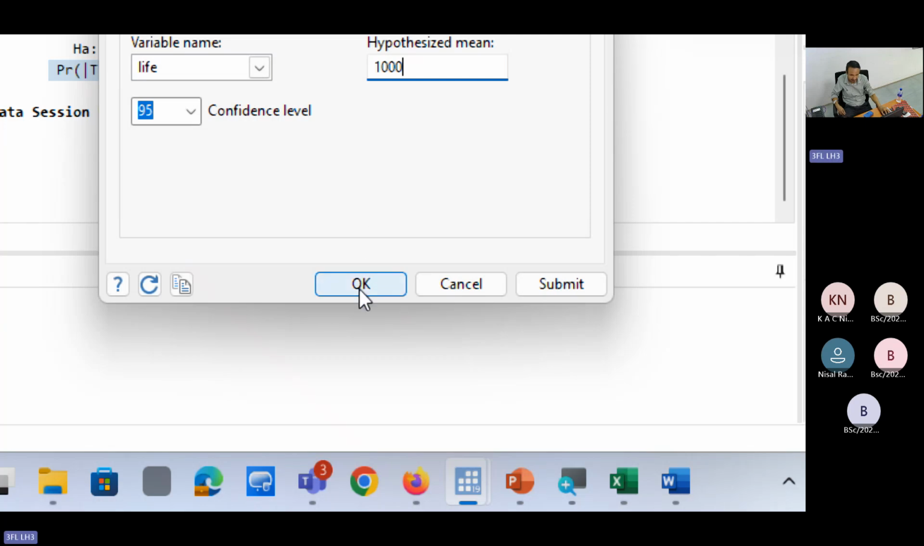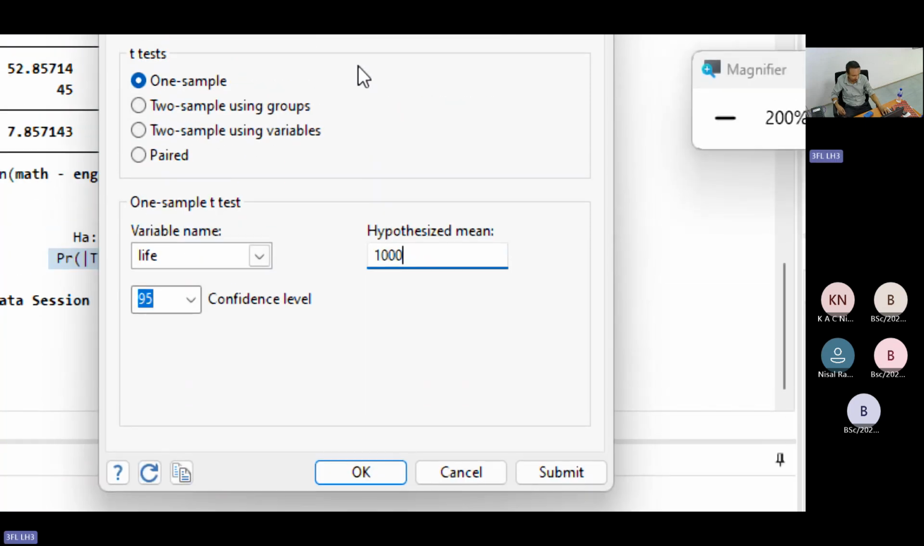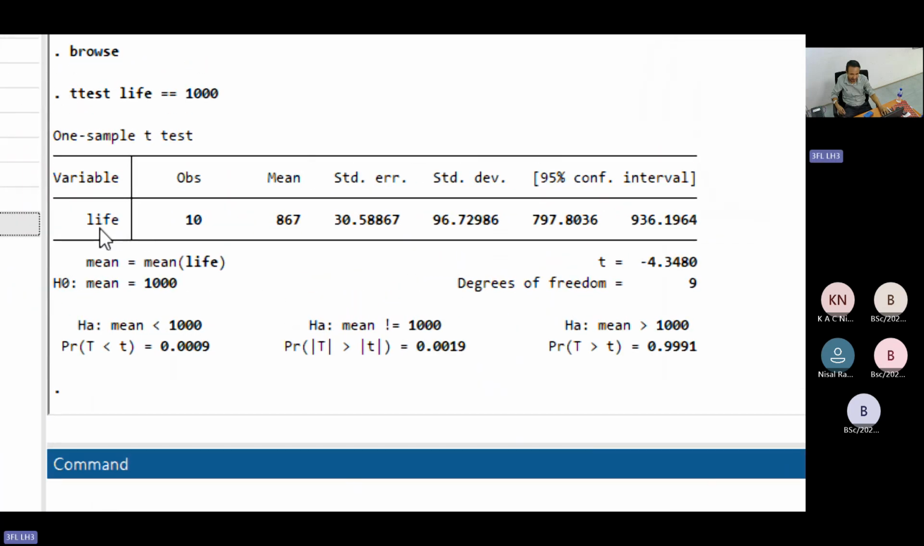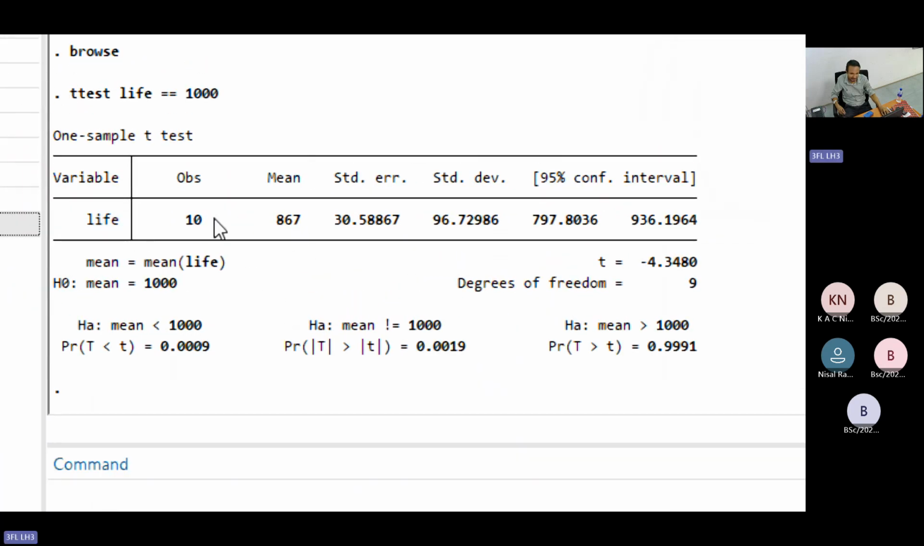Okay, press OK. The mean value of these 10 bulbs is 867. I already computed that. Then you can see the p value, the significance value, is 0.0019.